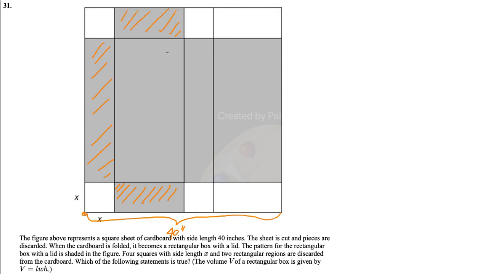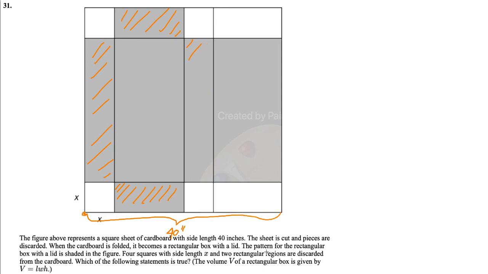And I fold up this piece, this piece, then I'm going to get that rectangular box, and then of course this one's going to come on top, and then this piece will be the lid, this piece right here. Now, let's see what other information. So that's the general idea of how we have that.